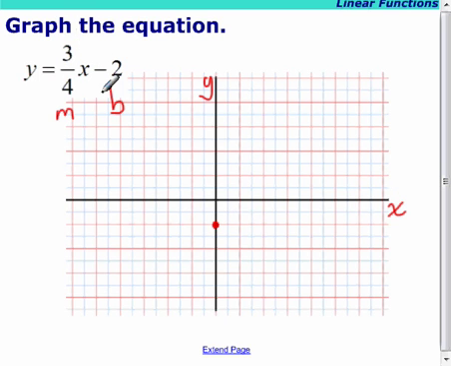Then it says my slope is 3/4. Rise 3, run 4. So from this point, not from the middle, but from my y-intercept, I rise 3, 1, 2, 3, and I run 4, 1, 2, 3, 4. Now I simply join those 2 points, and there I go. I have graphed this linear equation.